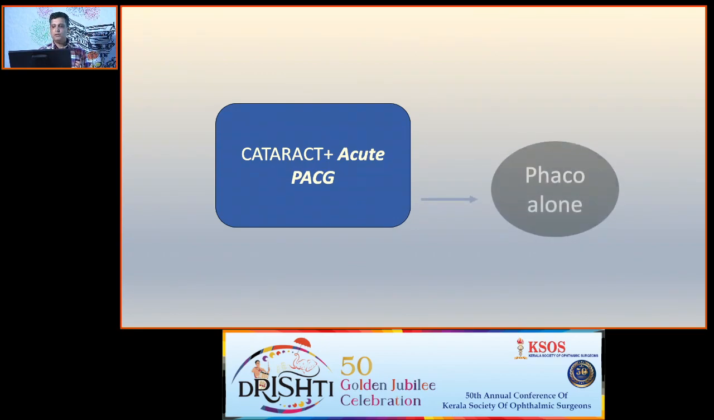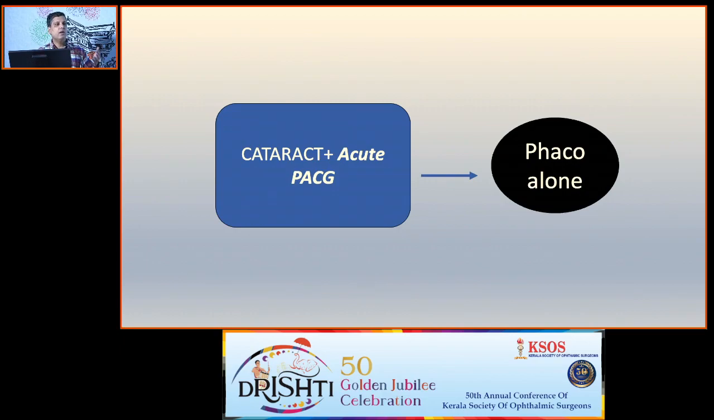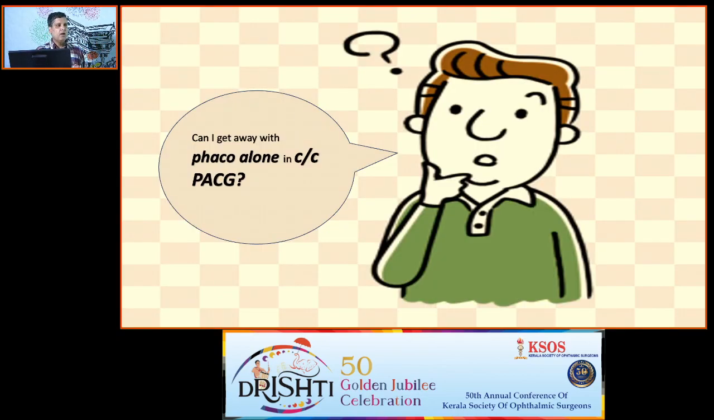Of course, if you have cataract in acute primary angle closure glaucoma, after you perform the basic medical control and the PI, and if it's still not getting controlled, you can do a trial of phaco alone. Very difficult surgery. You should be prepared for complications, but it's certainly going to be easier than performing a phaco trab. But the question is, can I get away with phaco alone in chronic PACG?